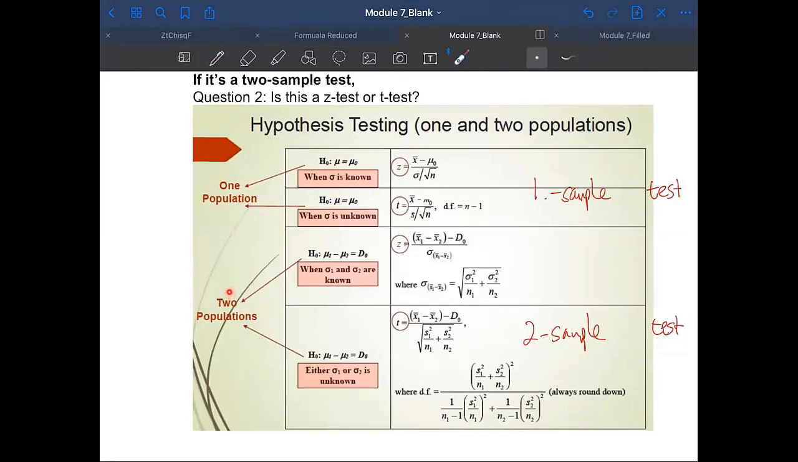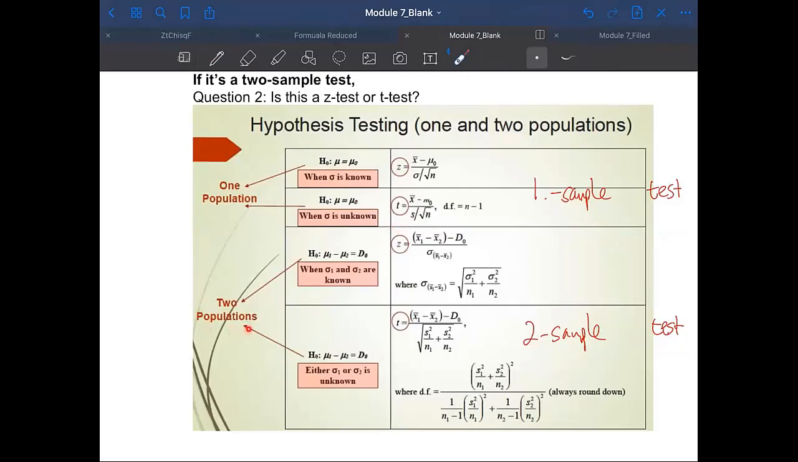In contrast, for two populations, you're going to have mu1 and mu2, right? If it's one population, all you need to care about here is whether the population standard deviation is given or not. If it's given, that's a z-test. If it's not, that's a t-test, right?